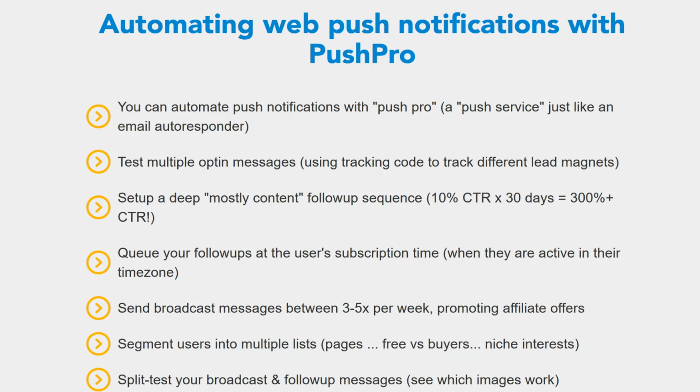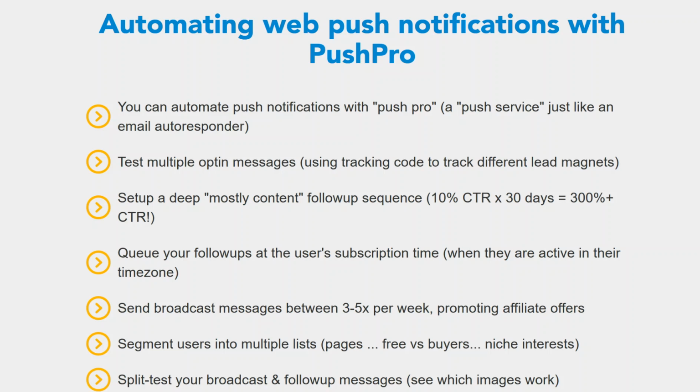You can test multiple opt-in messages by using different tracking codes added to your opt-in codes and therefore track different lead magnets. You can set up a follow-up sequence, and by the way, I recommend that your follow-up sequences should be mostly content. And follow-up sequences with push can be especially powerful because if you're getting a 10% click-through rate and you're using a 30-day follow-up sequence, then it's theoretically possible for you to drive 300% CTR over the course of the first month, which of course means that each subscriber is on average clicking on 3 of your links.